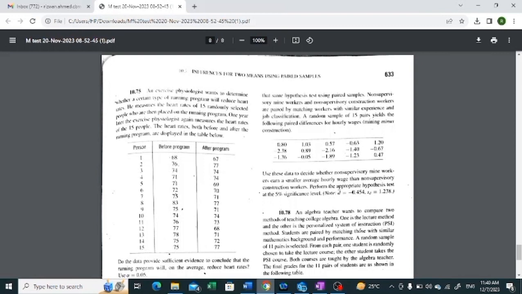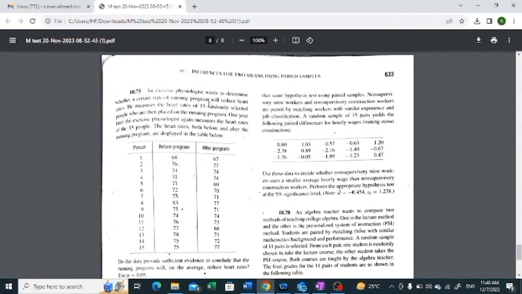to the same subjects, and we take before program or prior to the treatment readings from the same subject, and from the same subject we take after program or after trial or after treatment readings. And the question is 10.75.